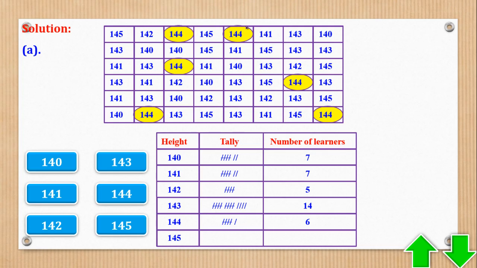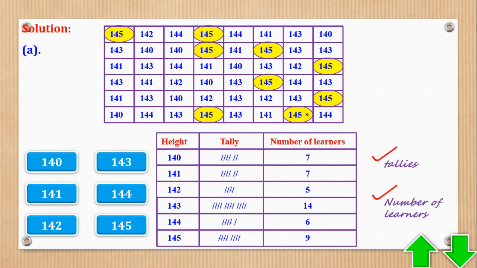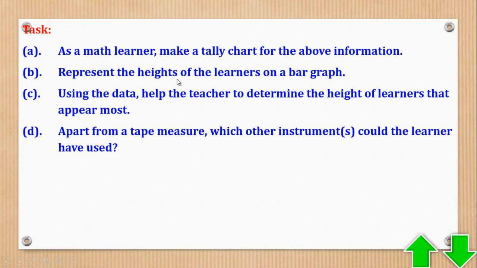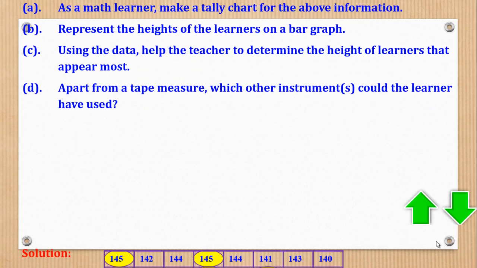And lastly, 145: 1, 2, 3, 4, 5, 6, 7, 8, 9. So we shall put a total of 9. So basically that's what they wanted when they said a tally chart. That was part A. Then part B, it said represent the heights of the learners on a bar graph.